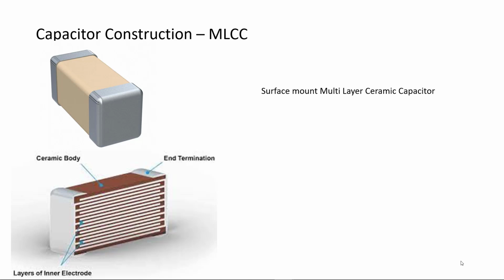Surface mount capacitors increase their capacitance by interleaving plates between the dielectric. These are called multilayer chip capacitors or MLCC capacitors. Ceramic disc capacitors are non-polarized.